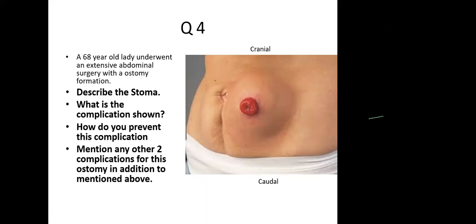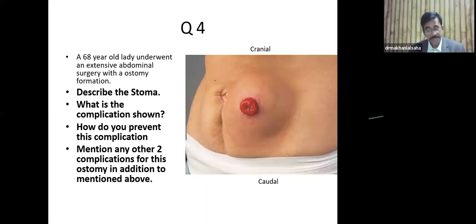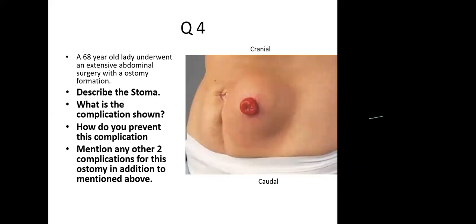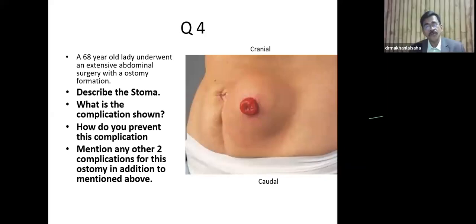Between the rectus sheath over the spino-umbilical line? Yes, it should be through the rectus sheath. If you're lateral to that, the incidence of other complications is more. So it should be through the rectus sheath, number one.